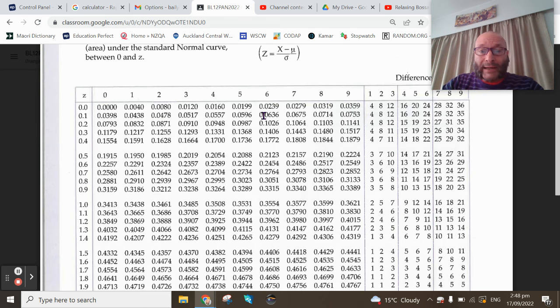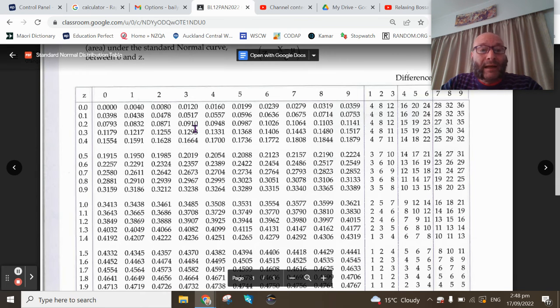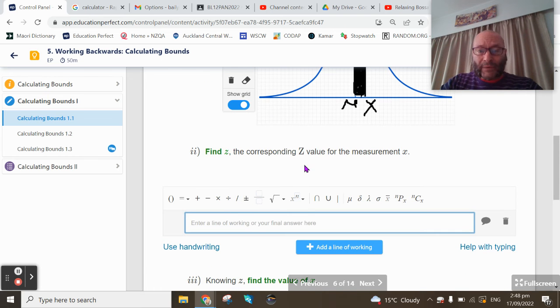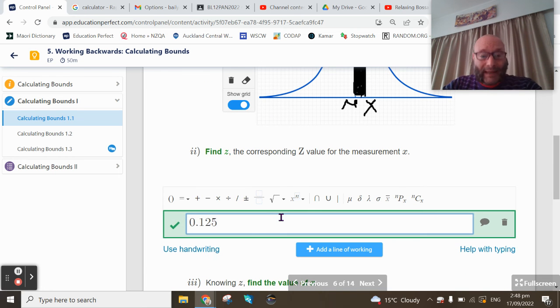Now I want to try to find a 22 over here. And the closest I can get is that 20, which is the 5. So the third decimal place is a 5. That again tells us 0.125. So back to the question. Our z value, 0.125. That gets us that.